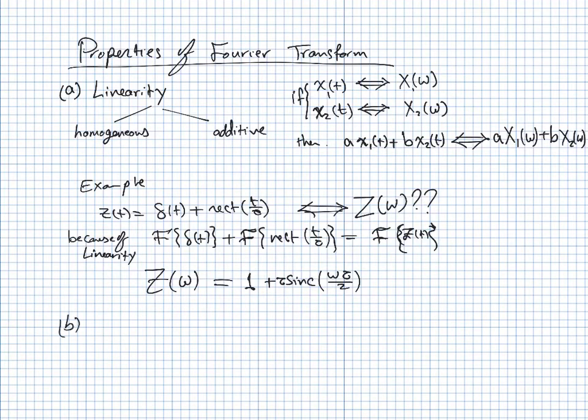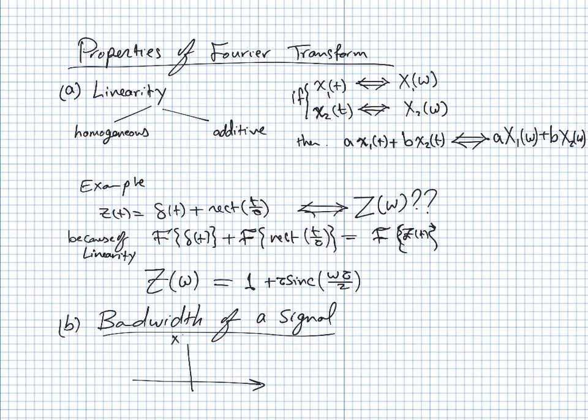So the second property, which is kind of not for the Fourier transform calculation, but it's important, is the bandwidth of a signal. Ideally, you get the bandwidth by looking at X of omega as a function of omega, and then seeing how much it spans. And this is going to be the bandwidth of the signal. Okay, so this is the ideal case.